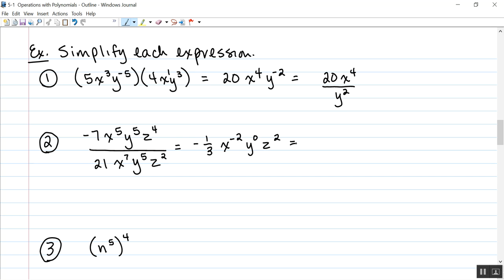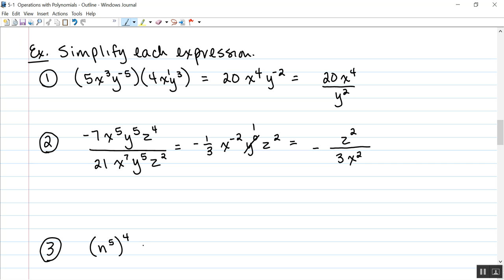Now let's clean that up a little bit. First of all, y to the 0 is just 1, so I don't need to worry about that. This x to the negative 2 needs to go on the bottom as an x squared. So I'll have a 3x squared on the bottom, because the 3 of this 1/3 is on the bottom, and a z squared on top, and a negative out front, and that's simplified.